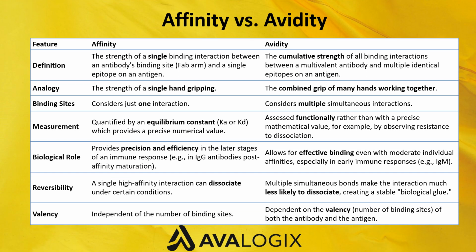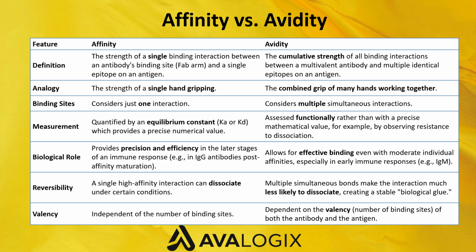At this point, we've defined affinity and avidity separately, but the real value comes from comparing them directly. Affinity is the strength of a single interaction, one antigen binding site on an antibody and one epitope on an antigen. Avidity, by contrast, is the cumulative strength when multiple interactions occur at once. This distinction may seem subtle at first, but it has profound consequences for how antibodies function in vivo and how we interpret their effectiveness in the lab.